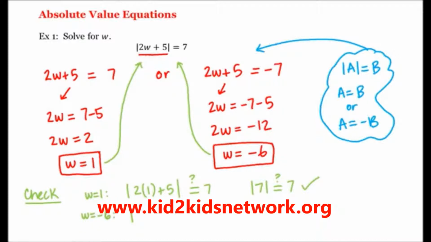And what about W equal to negative 6? The question is, is the absolute value of 2 times negative 6 plus 5 equal to 7? Or is the absolute value of negative 12 plus 5, which is negative 7, equal to 7? And it is. So our answer then is W is equal to 1 or negative 6.